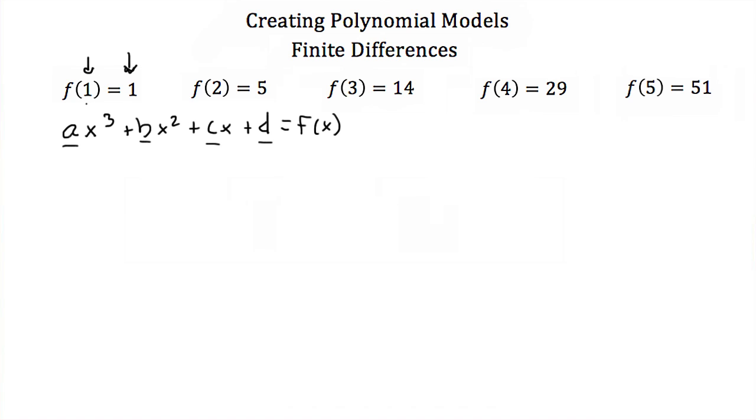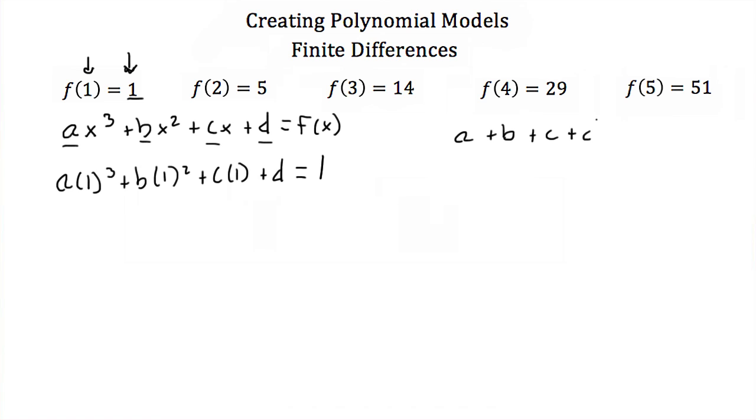So if we plug in x for 1, our first equation would be a times 1 cubed plus b times 1 squared plus c times 1 plus d, and that's got to be equal to our function value of 1. So our first equation then would be a plus b plus c plus d is equal to 1. Because 1 cubed is 1 and 1 squared is 1 and 1 times anything is just that number. Well, we need four equations because we have four unknowns and this is just one equation.